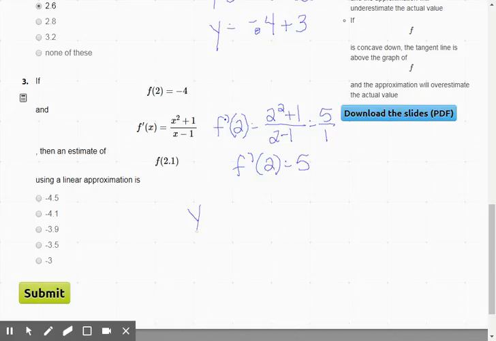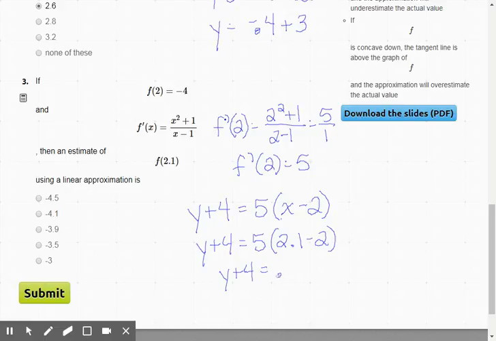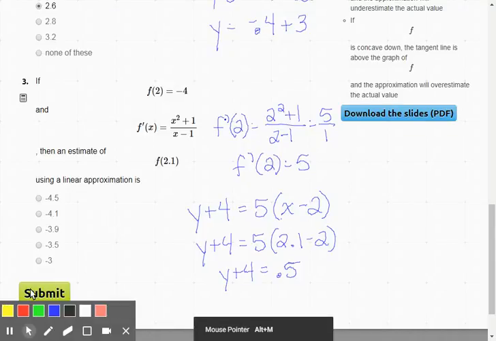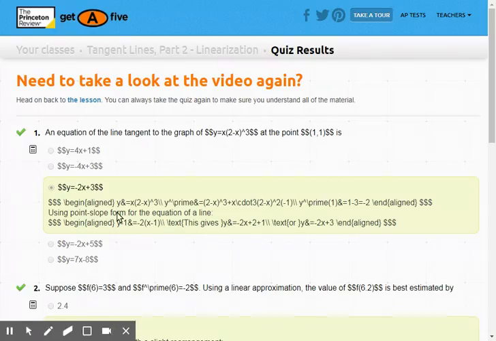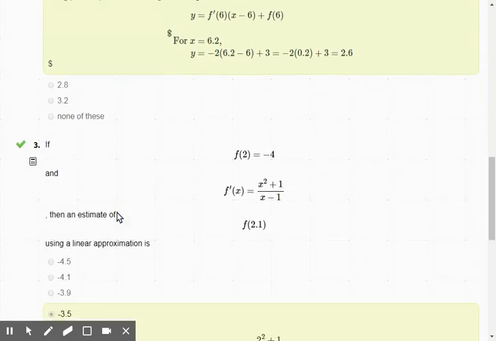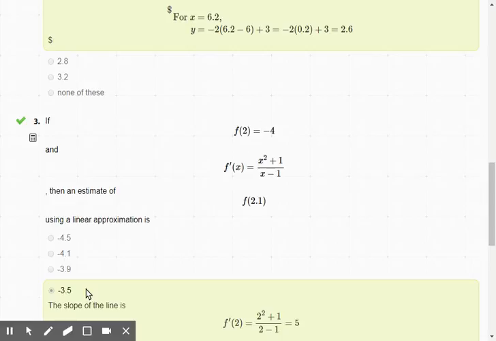So that's the slope. So y plus 4 is equal to 5 times x minus 2. Okay, and then we're approximating for 2.1, so we've got y plus 4 is equal to 5 times 2.1 minus 2, that's 0.1. So we've got y plus 4 is equal to 0.5 when we multiply 5 times 0.1. So when we subtract 4 from that, we get a negative 3.5. So let's check and make sure I didn't do anything silly. And that one's right, and the last one is right. If you got questions, let me know.